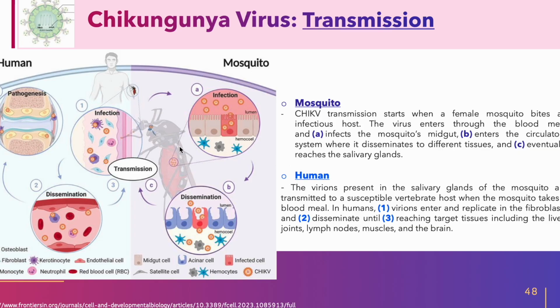After the mosquito bites the human, the salivary glands that have the virus transmit it to the human via the wound or the bite, and then the virus enters the fibroblast and replicates in the fibroblast cell, and then disseminates to other target tissues like the liver, joints, lymphoid tissue, lymph nodes, muscles, and the brain, and causes pathogenesis in those organs.